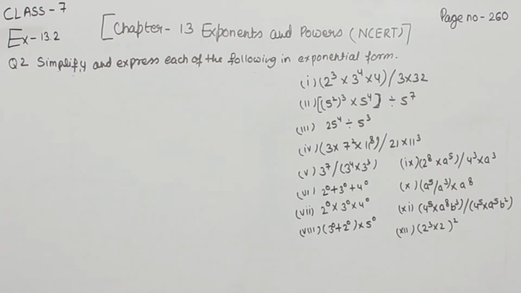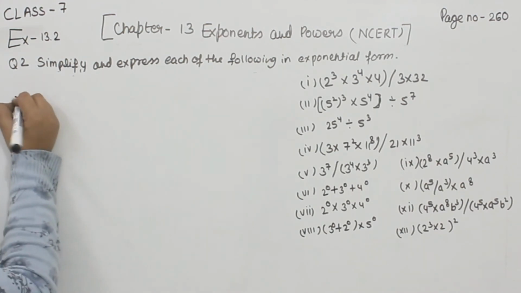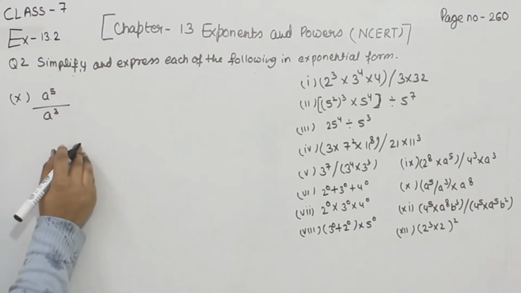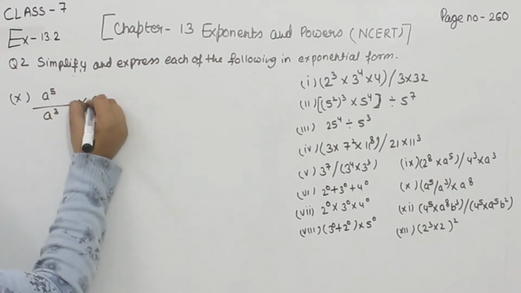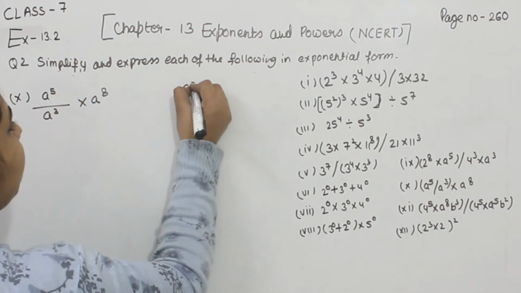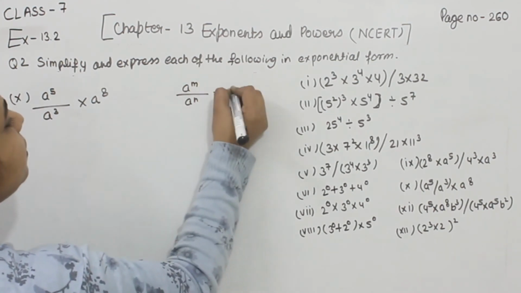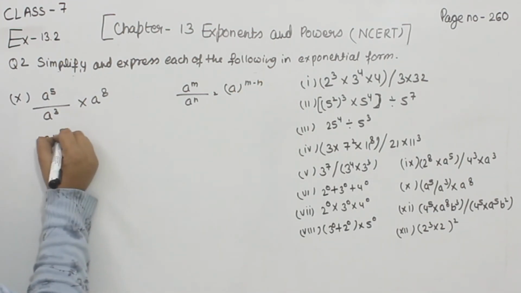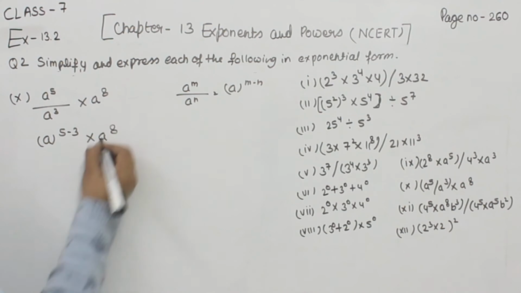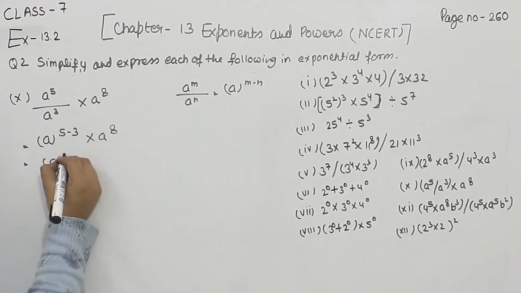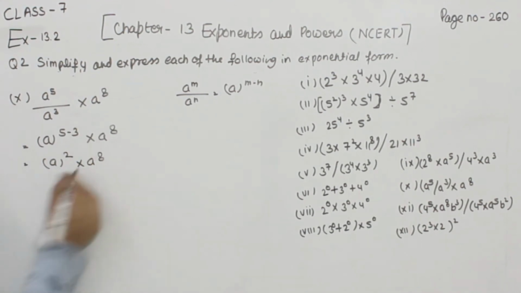Now comes to the part 10. In the part 10 we have a to the power 5 divided by a to the power 3 and multiplied by a to the power 8. This one we are having. Now first of all I am going to apply a to the power m divided by a to the power n, then this will be a to the power m minus n. So a to the power 5 minus 3 multiplied by a to the power 8. So 5 minus 3 will be 2. A to the power 2 multiplied by a to the power 8.